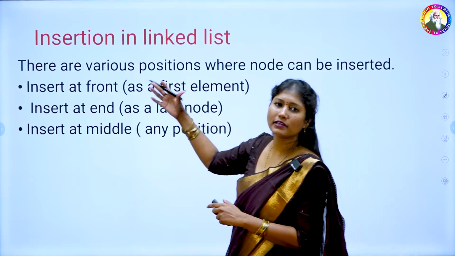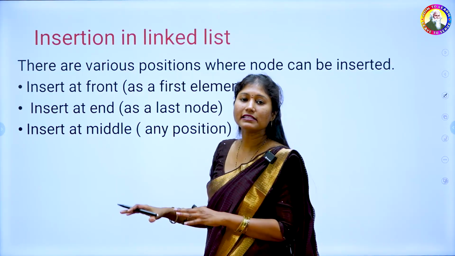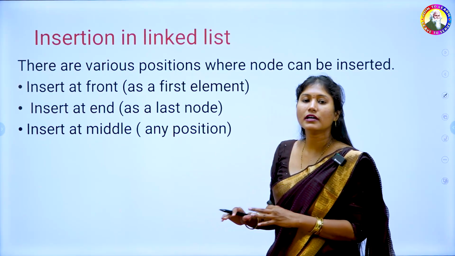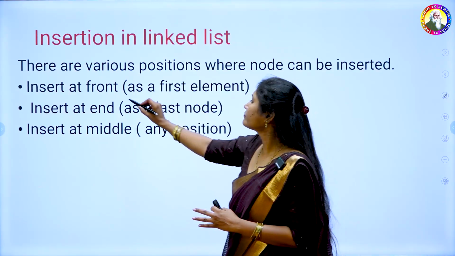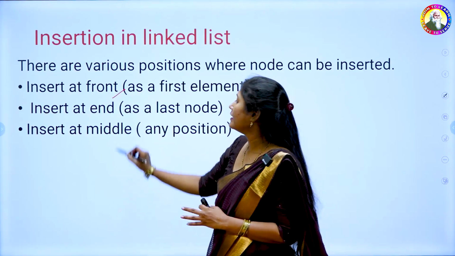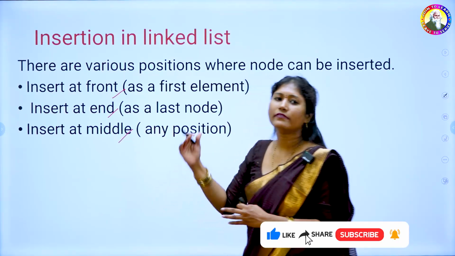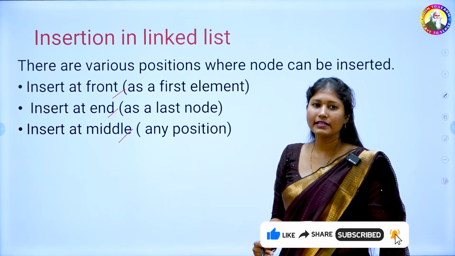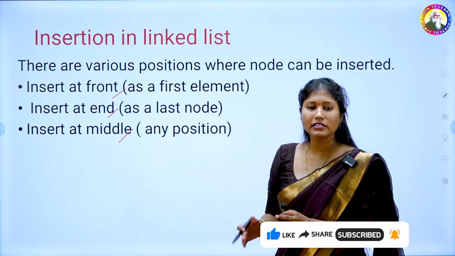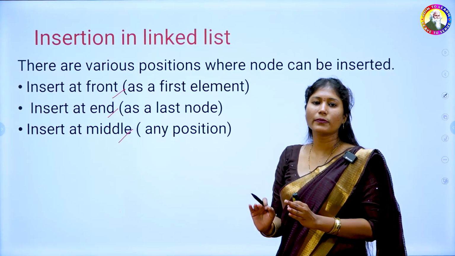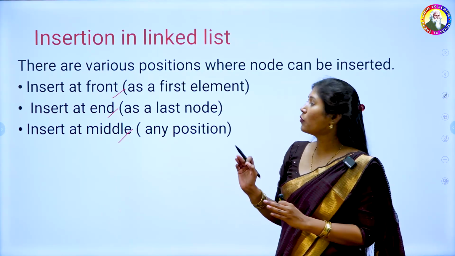Now we are going to see the insertion operation in a single linked list, and these insertion operations are done in 3 ways. First is the insertion at the front, at the end, and at the middle. We have the 3 different kinds of insertion. Not only in a single linked list, whatever the linked list you take, these operations are common. Now we are going to see one by one.